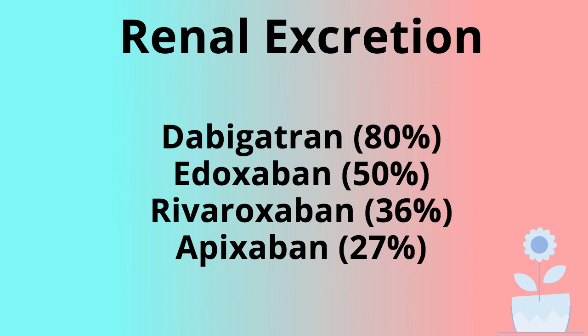So for dabigatran, 80% of it is renally excreted, as compared to edoxaban, which is 50%, rivaroxaban 36%, and apixaban 27%. So, as I mentioned before, apixaban is usually the drug of choice in patients who have some degree of renal dysfunction. Rivaroxaban is also okay based on how badly the kidneys are working. And then you have to be extra cautious with dabigatran and edoxaban, particularly dabigatran.